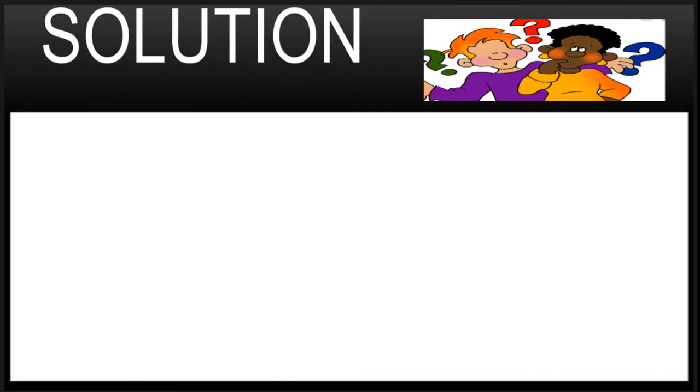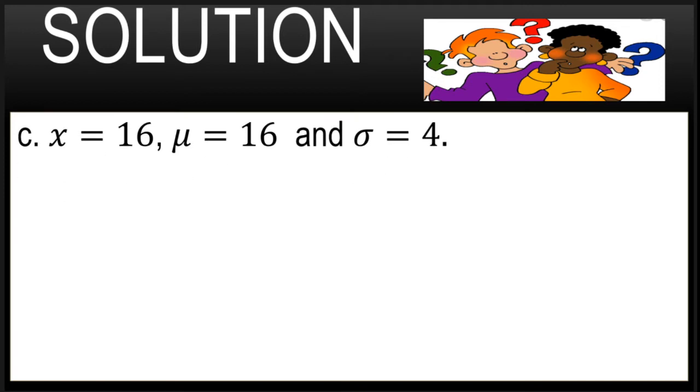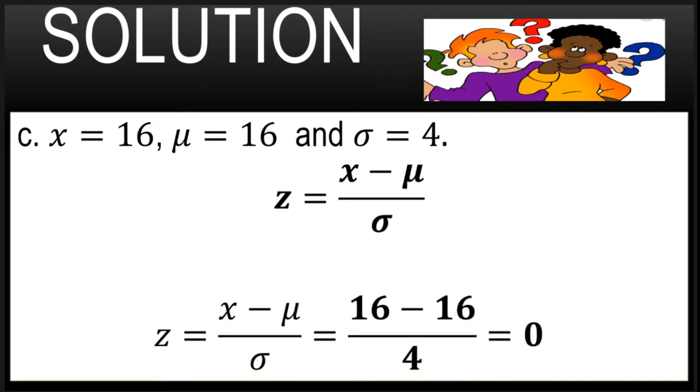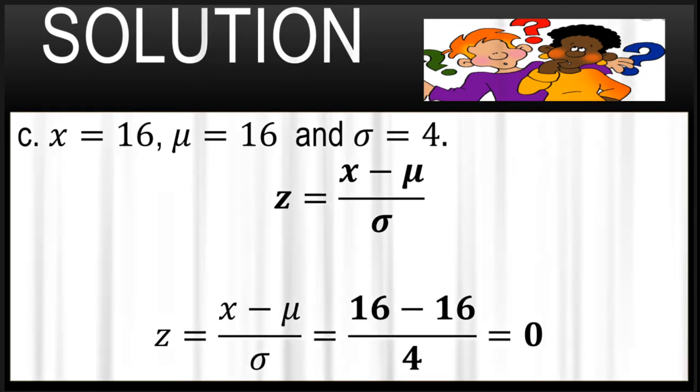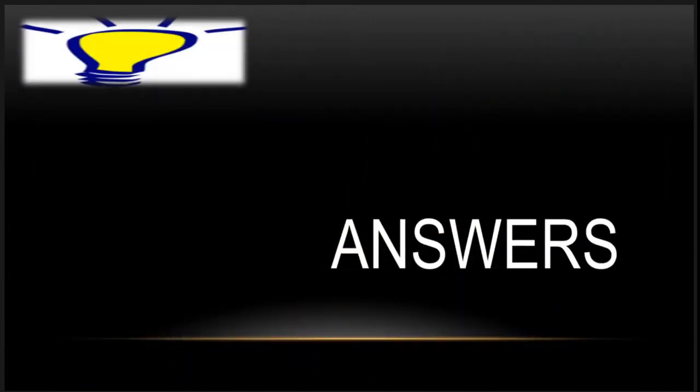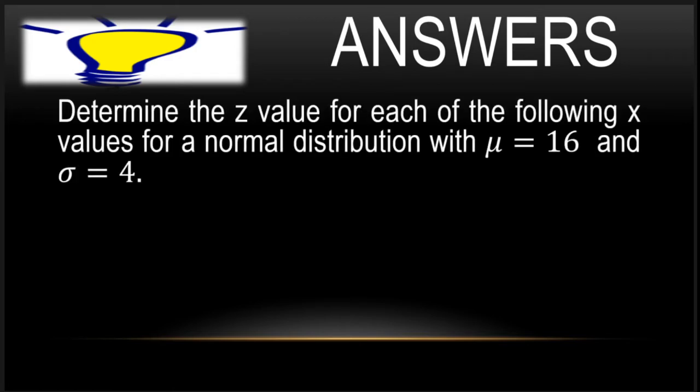For set C, we have a given score equal to 16, a mean of 16, and a standard deviation of 4. Substituting all the values to our formula, we will have 16 minus 16 divided by 4, so z is equal to 0. So these are the examples for our number 1.